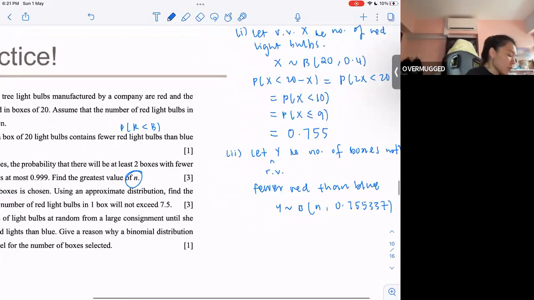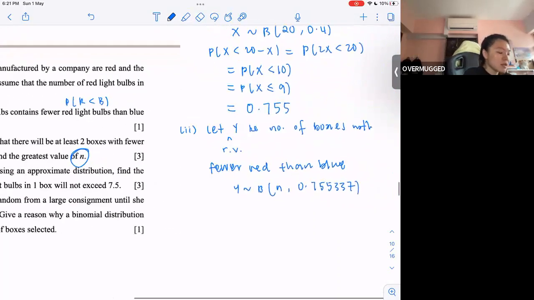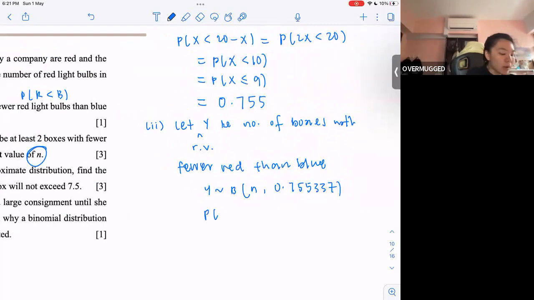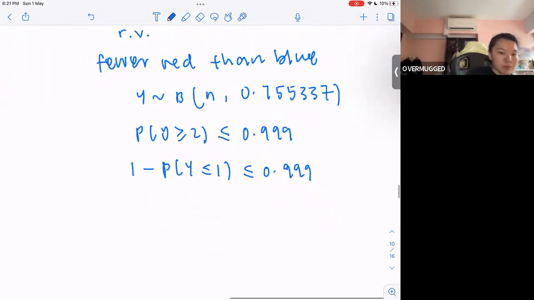And what did the question say? They say the probability that there will be at least 2, so more than or equal to 2 boxes with fewer red than blue is at most 0.99999. So how is this represented in the equation? The probability that your Y is more than or equal to 2. This is at most, so it's less than or equal to 0.99999. Again, for your binomial, you cannot do more than, so 1 minus the probability of Y being less than or equal to 1. Then you manipulate and simplify.